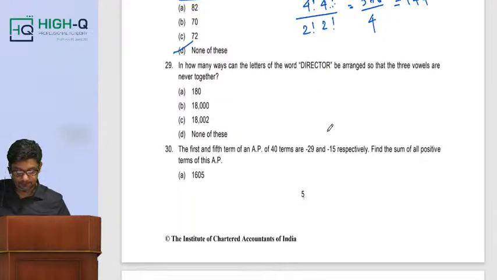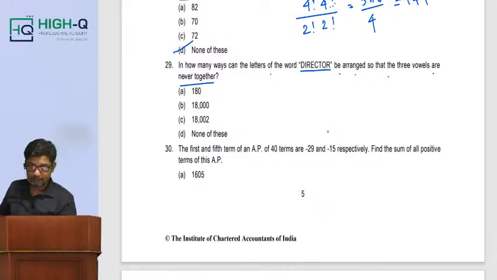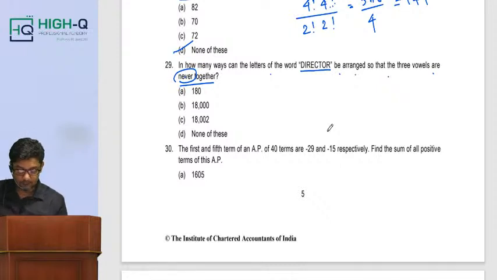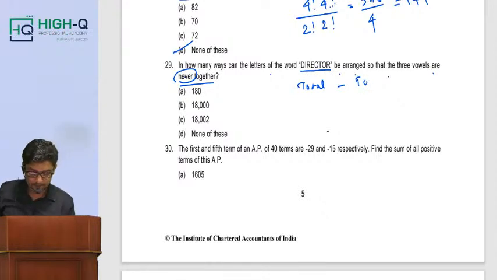Next, DIRECTOR. In how many ways can the letters of the word DIRECTOR be arranged so that the 3 vowels are never together? Please listen here. The word never together. In this case, never together means total ways minus together. Okay. Total ways 1, 2, 3, 4, 5, 6, 7, 8. 8 factorial. Sir, there is also repetition, sir. What is getting repeated? R is getting repeated twice.